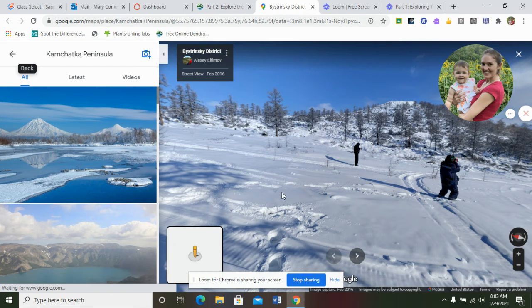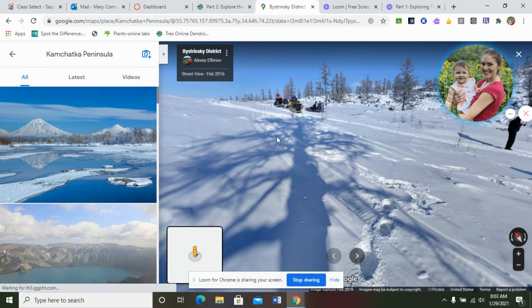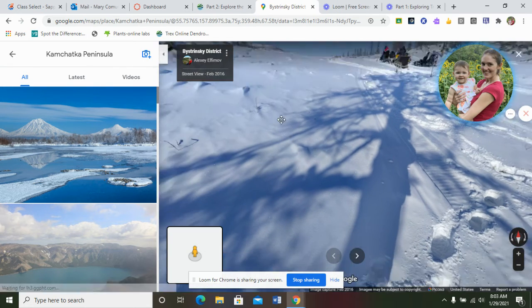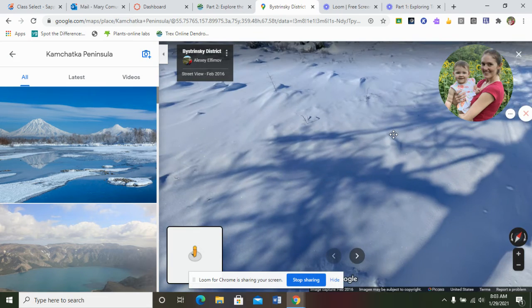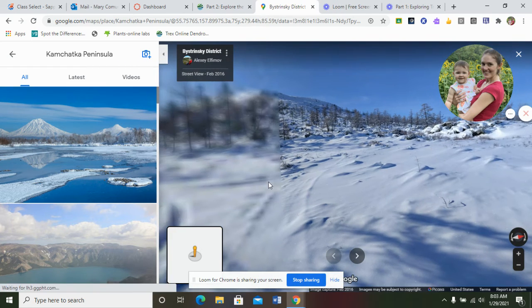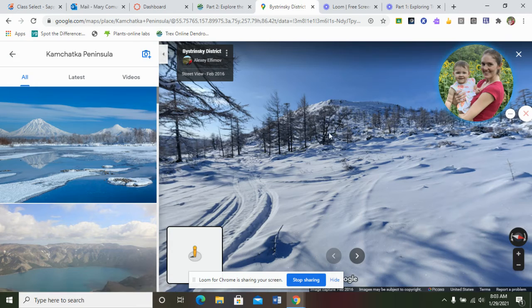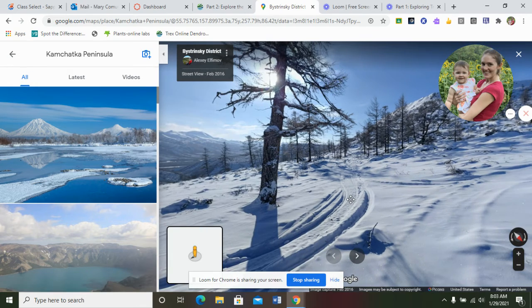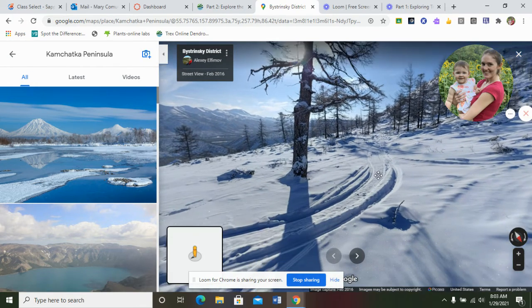Oh my gosh. Okay, so there's a lot of snow here. I would not want to be traveling or trying to walk around on that because it looks a little bit deep and difficult. That looks like an older tree. That also looks like an older tree.